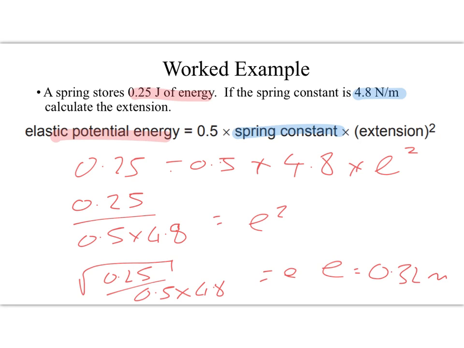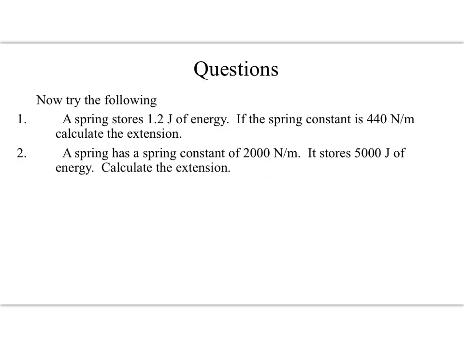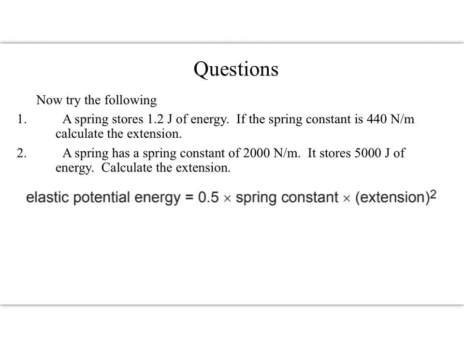And what I'd like to do next is move on to the next slide and have a go at the questions. So these are the questions. Use the same method that we've done in the work example before. I'd like to answer these in your book, and then I'm going to go through the answers with you in just a moment. Okay, so I'll run through these questions with you again. If we go through and highlight the energies first, in question 1 you got 1.2 joules of energy. And in question 2 you got 5,000 joules of energy. We've also been given our spring constants. So 440 Newton meters in the first question and 2,000 Newton meters in the second. And then it's just a process of putting those numbers into the equation as we've done before.